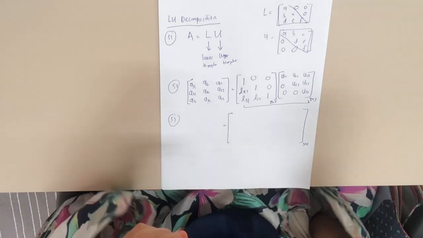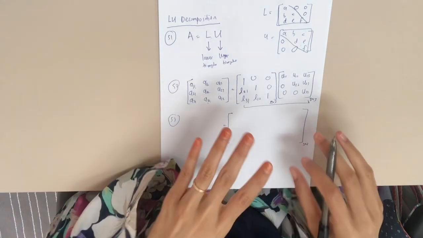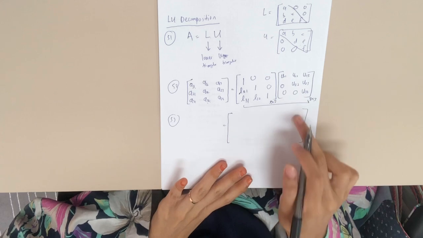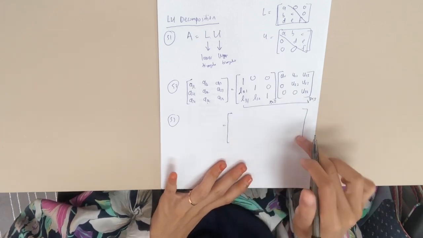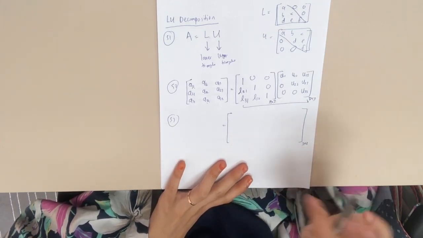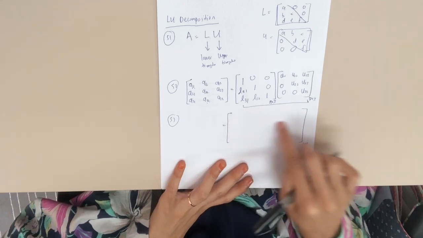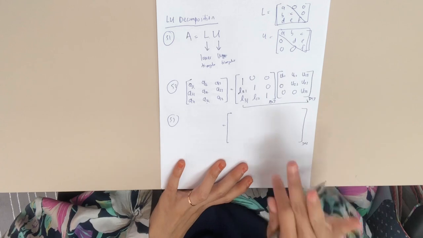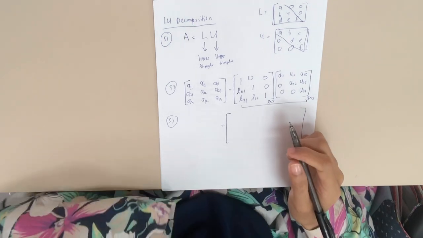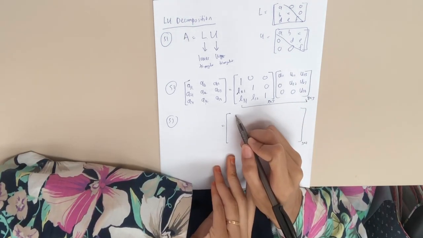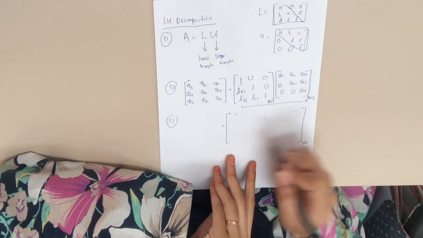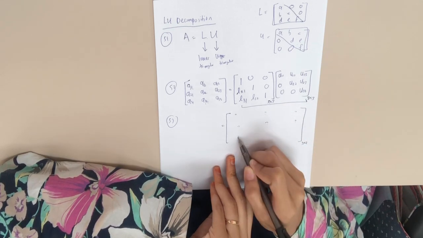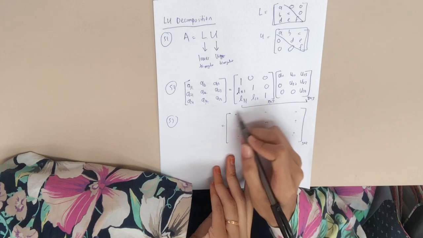Okay, but I can write some of the elements. For example, we know that there are 9 numbers that you need to calculate, because this is a 3 by 3 matrix, which means it has 3 rows and 3 columns. So the total number of entries here is 9. Let's say you want to find out this one.